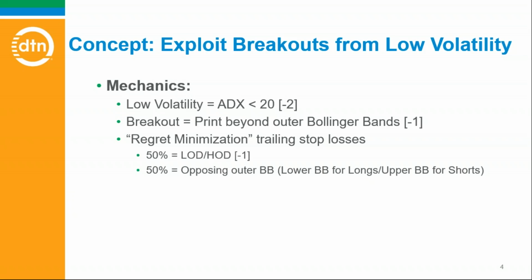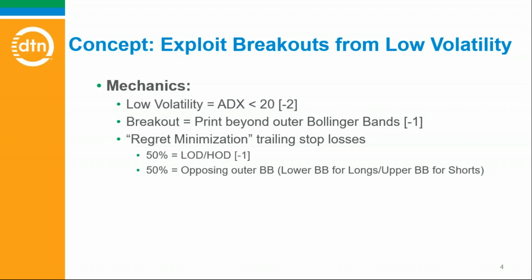So how are we going to define low volatility first of all? Well, there's many ways to do it, but what I'm going to do is I'm going to use a daily chart, and I'm going to define low volatility as an ADX reading of less than 20, and this is for a 10-period ADX. And we're looking at daily charts. So a 10-day ADX reading of less than 20 from 2 bars ago. And I'll explain why 2 bars ago.